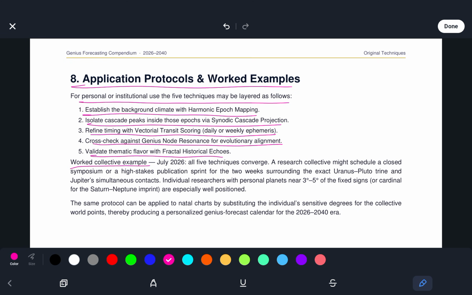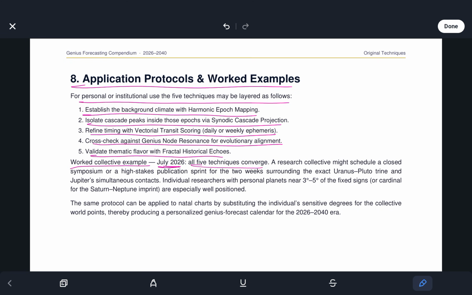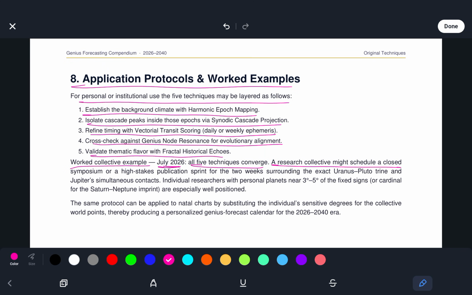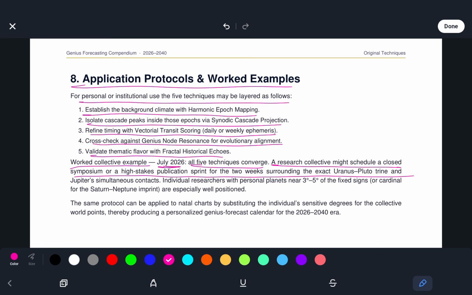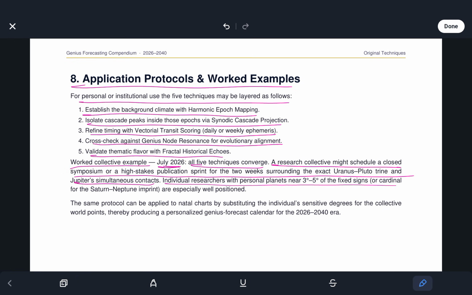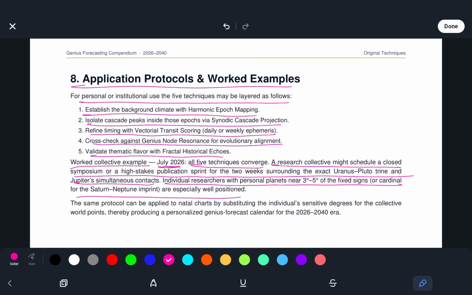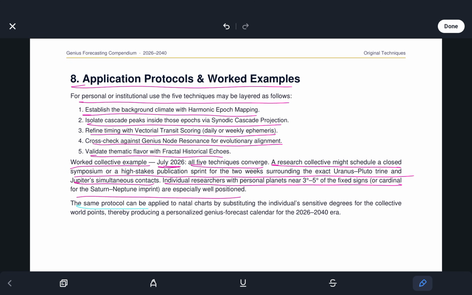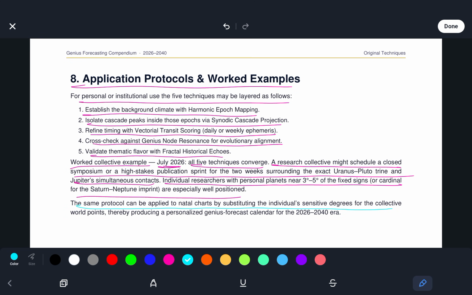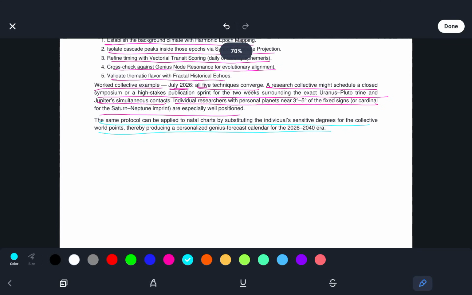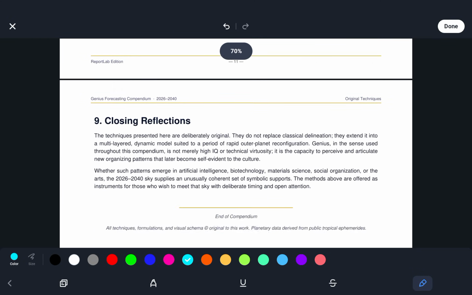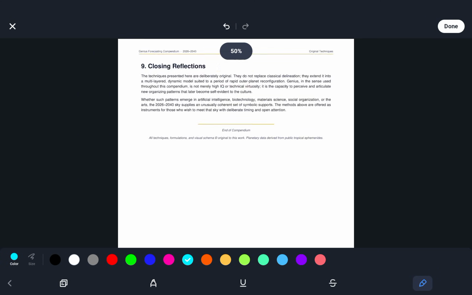So what collective example here is July 2026. All 5 techniques converge. We see a research collective might schedule a closed symposium or a high-stakes publication sprint for the 2 weeks surrounding the exact Uranus-Pluto trine and Jupiter simultaneous context. Individual researchers with personal planets near 3 degrees through 5 degrees of the fixed signs or cardinal for the Saturn-Neptune imprint are especially well positioned. The same protocol can be applied to natal charts by substituting the individual sensitive degrees for the collective world points, thereby producing a personalized genius forecast calendar for this window in these eras.